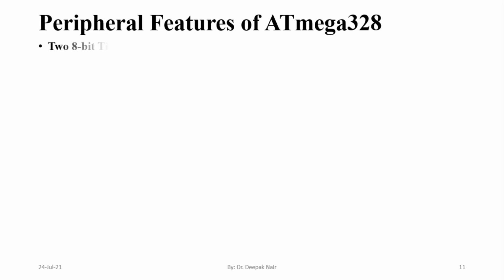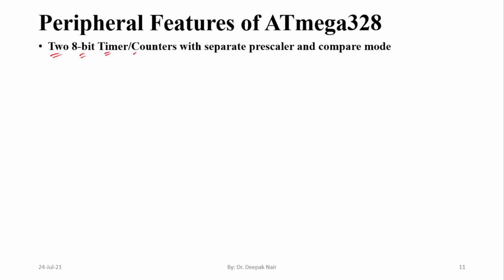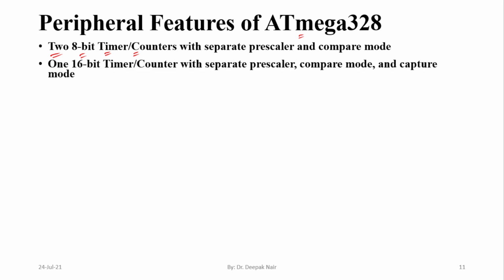Along with that, if we examine the peripheral features, then there are two 8-bit timers or counters inside the Atmega 328. So two 8-bit timers. Similarly, one 16-bit timer or counter is available. So in total, three different timers are there: two 8-bit timers and one 16-bit timer.